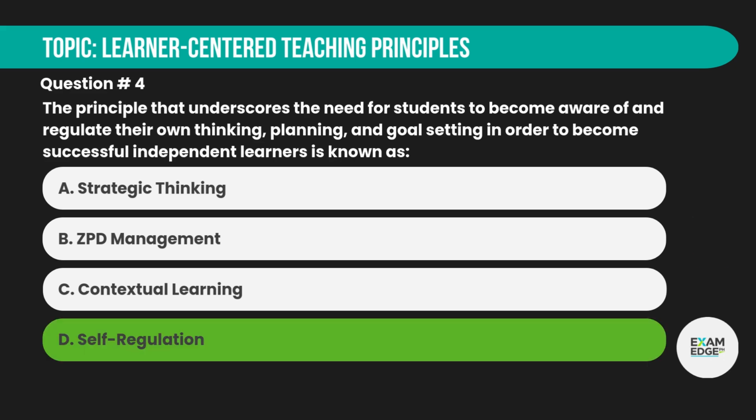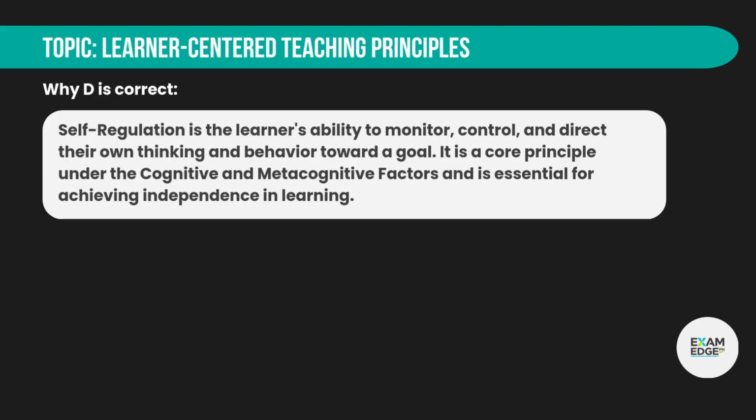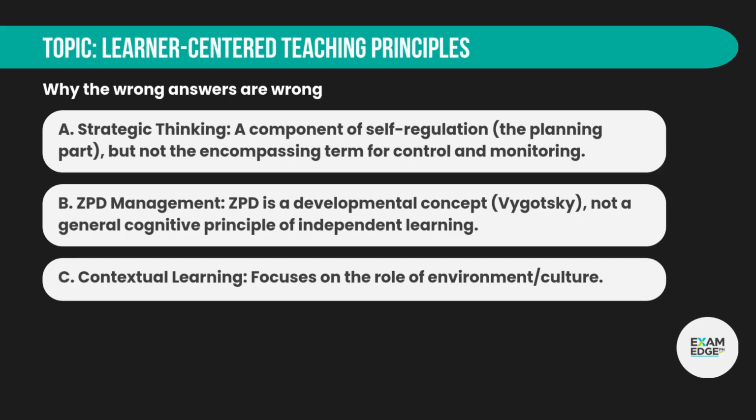Correct answer: D. Self-regulation. Why D is correct? Self-regulation is the learner's ability to monitor, control, and direct their own thinking and behavior toward a goal. It is a core principle under the cognitive and metacognitive factors and is essential for achieving independence in learning. Why the wrong answers are wrong?